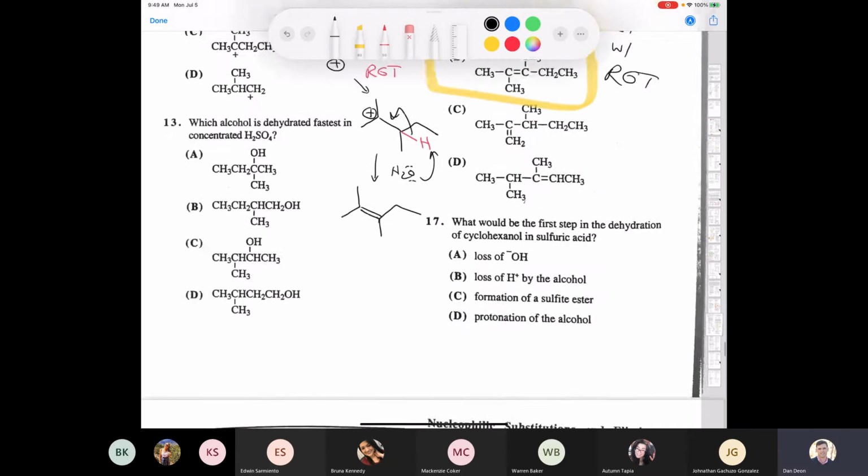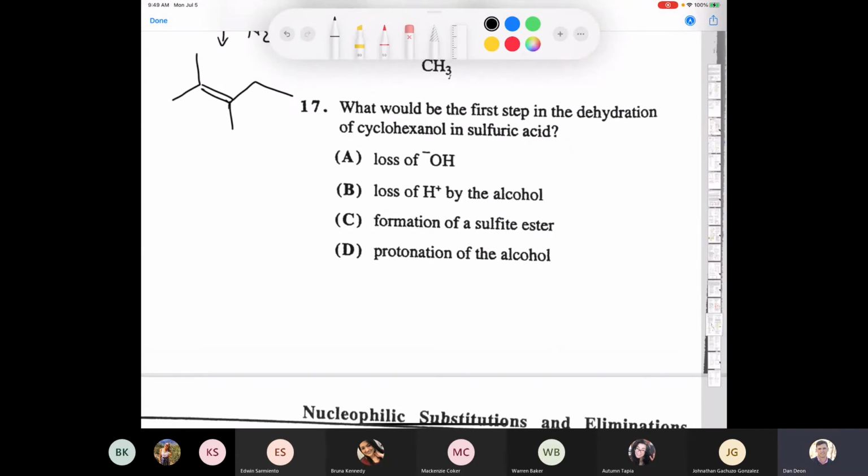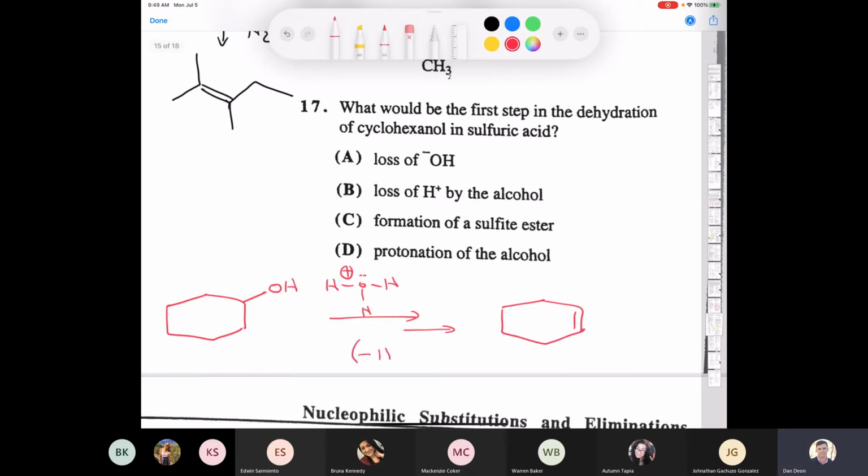Next question. It just says, if you're doing a dehydration of cyclohexanol and sulfuric acid, right? If you're taking cyclohexanol, which is this compound, and you're doing a dehydration in sulfuric acid. So you've got sulfuric acid and water, which is going to produce hydronium. Eventually, after a few steps, you're going to dehydrate that to form cyclohexene. You're going to lose water.